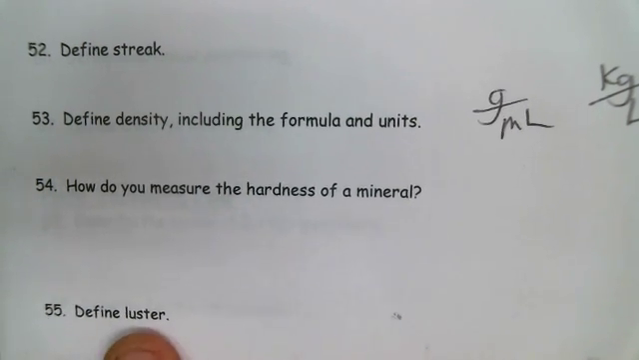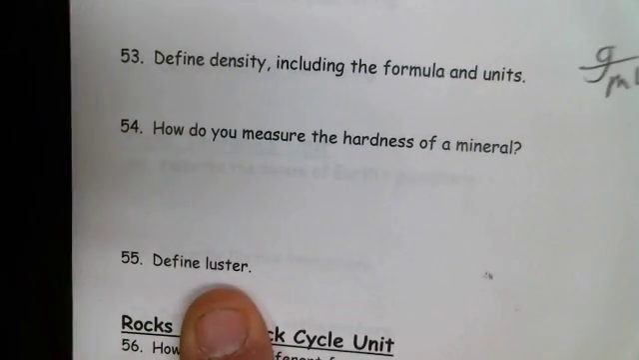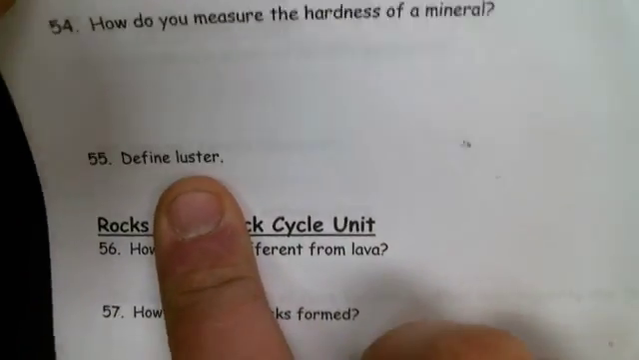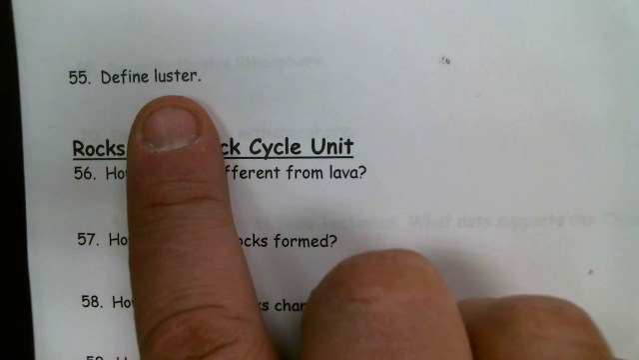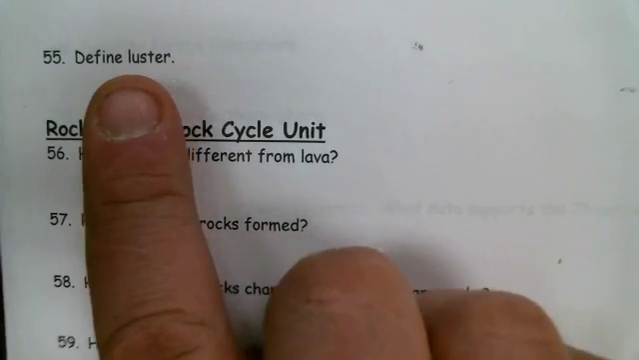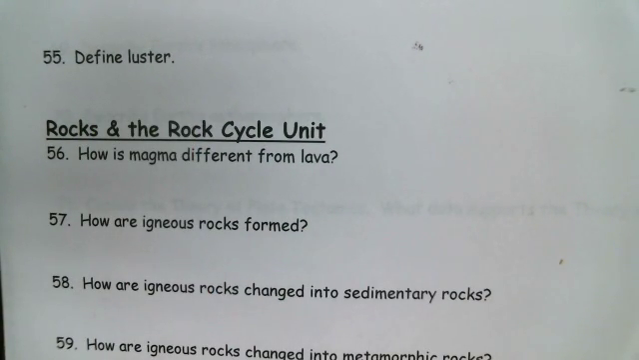Number 55, define luster. Luster is how a mineral reflects light. The options are metallic or non-metallic. A metallic luster looks like it's made out of a melted aluminum can, or a metallic luster could also look like it has tiny specks of shiny silver or gold, like it has glitter in it.